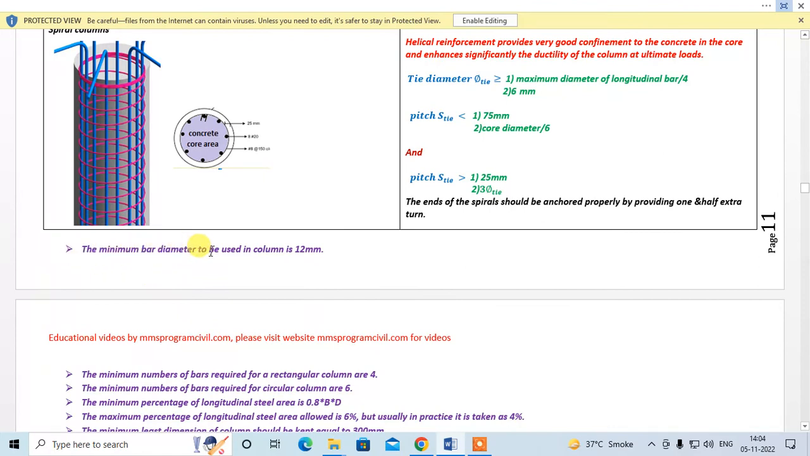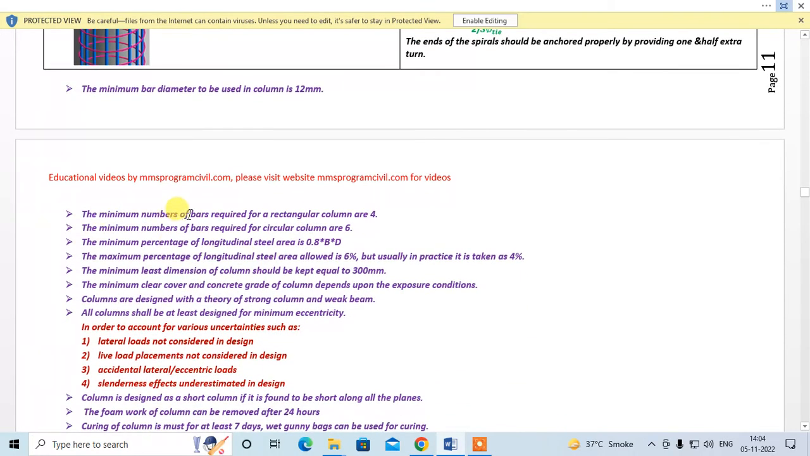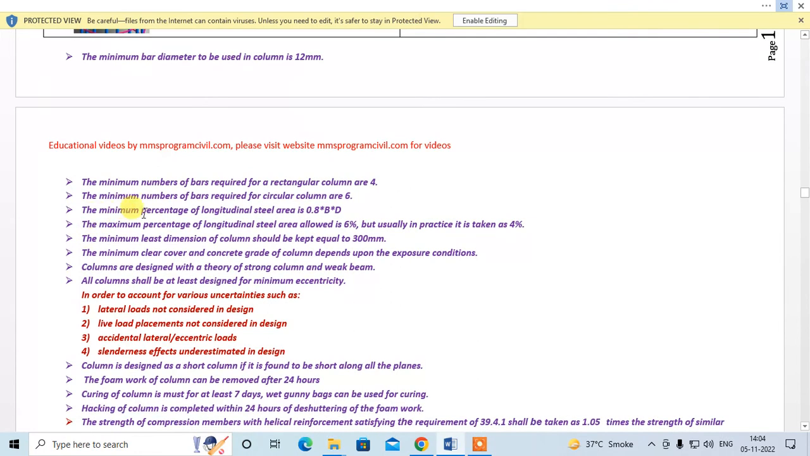The minimum diameter of the bar to be used in a column is 12 mm. The minimum number of bars required in a rectangular column is 4. The minimum number of bars required for a circular column is 6. The minimum percentage of longitudinal steel to be provided is 0.8% of the whole cross section. The maximum percentage of longitudinal steel area allowed is 6%, but usually in practice it is taken as 4%. The minimum least dimension of the column should be kept equal to 300 mm.